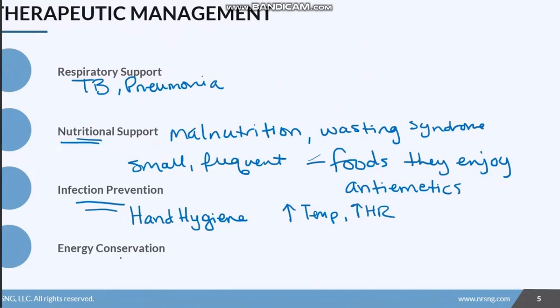And then we want to encourage the patient to conserve their energy. We're going to cluster our care. We're going to provide rest periods and just help them understand that this is a long road and it could be distressing for the patient and their family. So we want them to conserve as much energy and independence as possible.